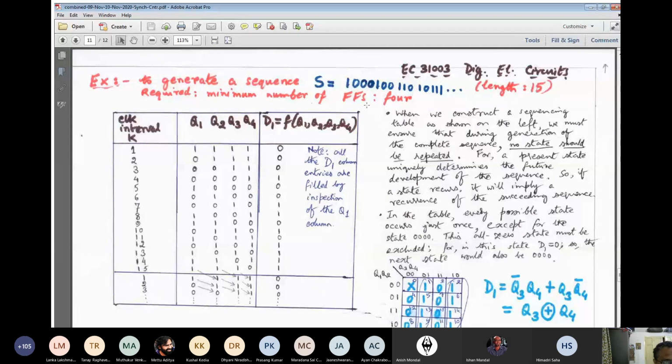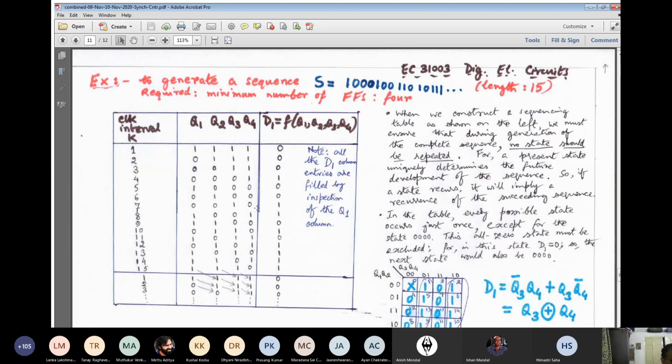So the minimum number of flip-flops is 4. Why 4? S is less than or equal to 2 to the power n minus 1. S equal to 15, so 15 plus 1, 16, 2 to the power n greater than or equal to 16. That means n is minimum 4. Mind you, n is the minimum number of flip-flops. We may succeed with 4. If we do not succeed with 4, when any state will recur in the state sequence table. This is the state sequence table.